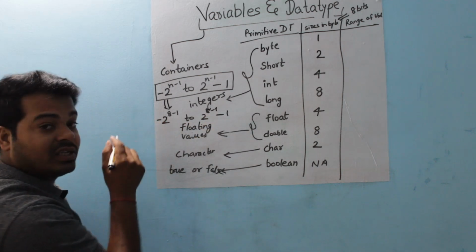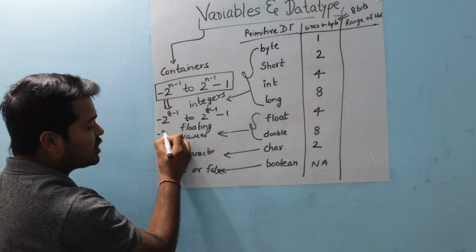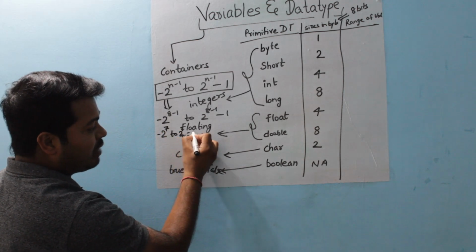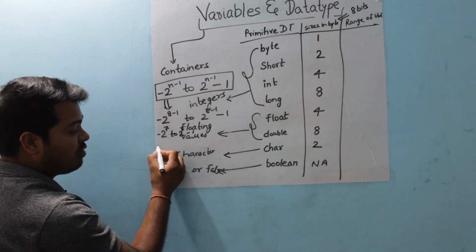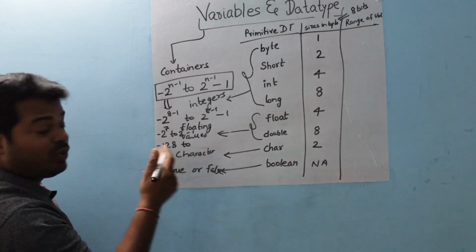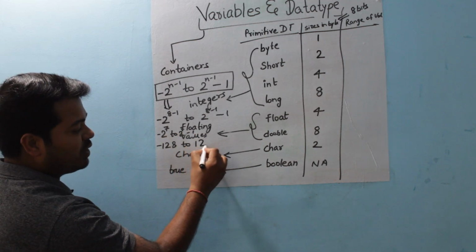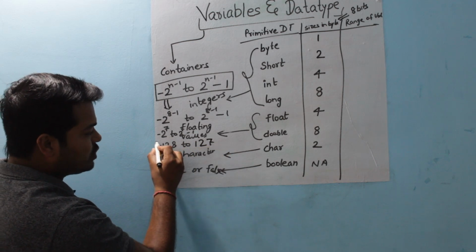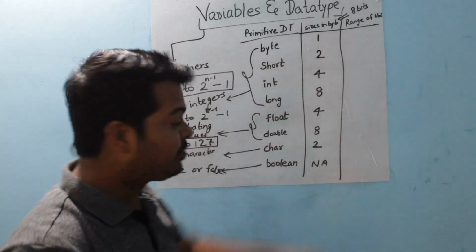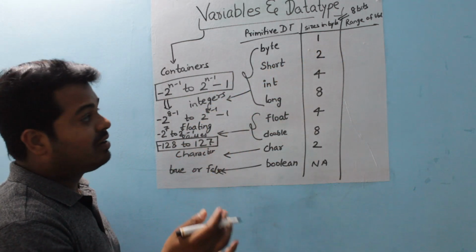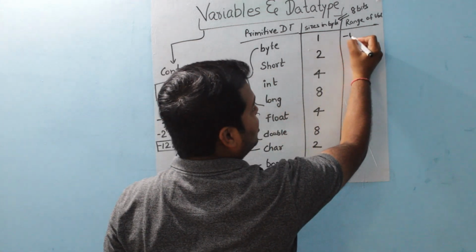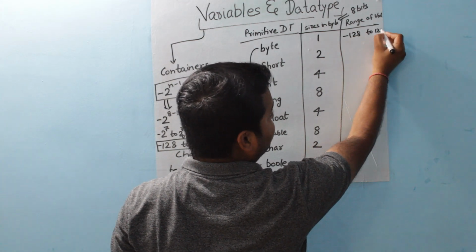So with n equal to 8, it is minus 2 to the power 7 to 2 to the power 7 minus 1. 2 to the power 7 is always 128, and then minus 1 is 127. So this is the range of values you have for your byte. Your byte can hold values from minus 128 to 127.